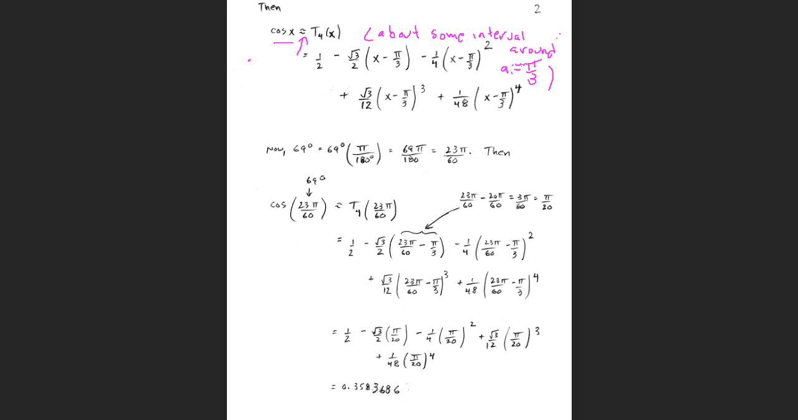Okay, and we know the cosine of 69 degrees is 23 pi over 60. So I want to find the cosine of 23 pi over 60. That's my x value. So that's what I'm going to put into the Taylor polynomial. Everywhere there's an x, I put in 23 pi over 60 in the polynomial.